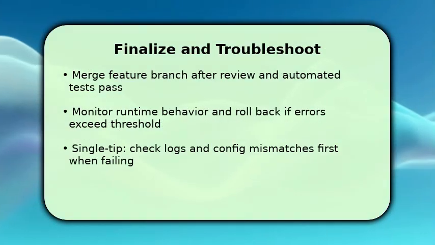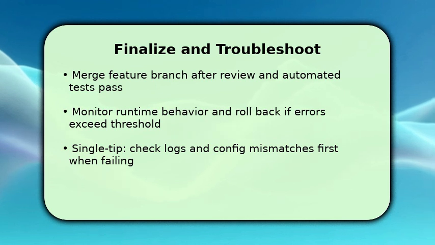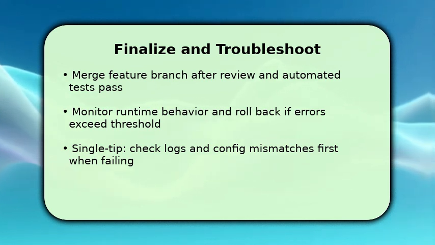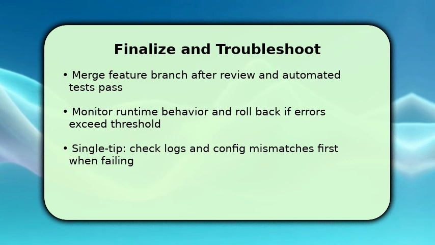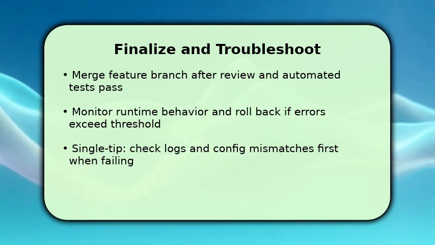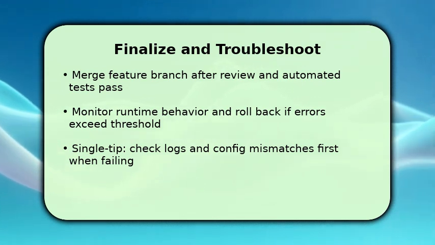To finish, merge your feature branch after code review and when automated tests pass. This ensures quality gates held. Deploy the artifacts or enable scheduled runs and monitor runtime behavior for regressions using metrics and alerts.